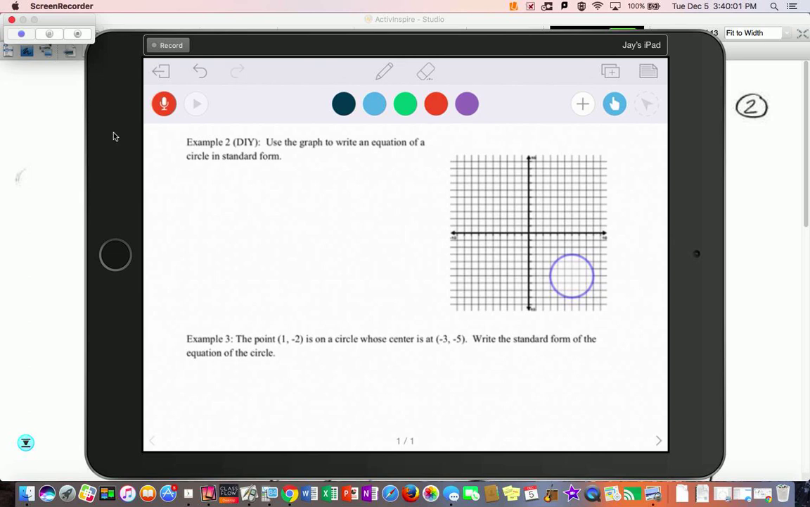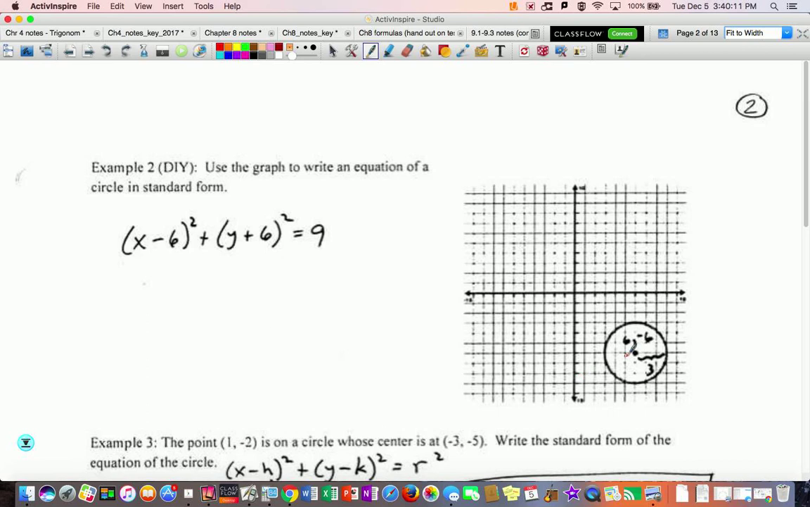All right, if you try to write it, you should have found the center, and then you do the opposite in the parentheses, and then find the radius and square it. So that's going to look like the center was at 6, -6. So I write x minus 6 quantity squared, y minus a -6, so that's why it's +6 squared. And then you're finding that the radius is 3. If the radius is 3, you write r squared is 9.